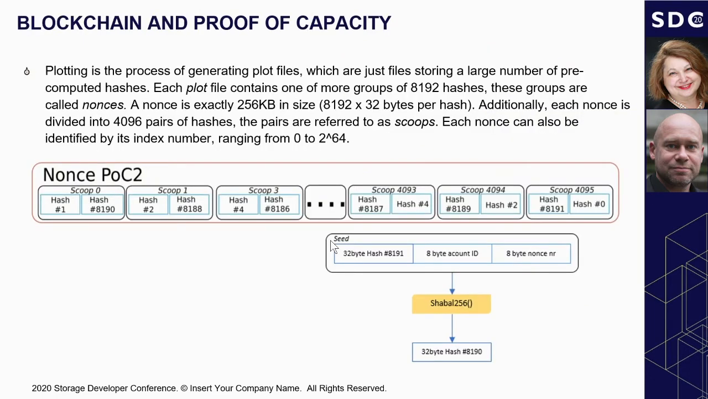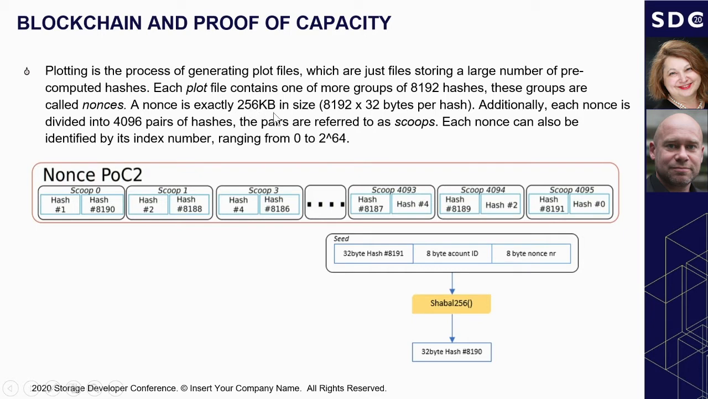Let's talk about blockchain and proof of capacity. So how does the plotting work? Plotting is a process of generating plot files, which are just files storing a large number of pre-computed hashes, and each plot file contains one or more groups of 8,192 hashes, and they are called so-called nonces. So this is your nonce number, that's your byte account ID, and this is your hash, right? So we have 8,192 hashes, 32 bytes per hash, and each nonce is 256 KB.